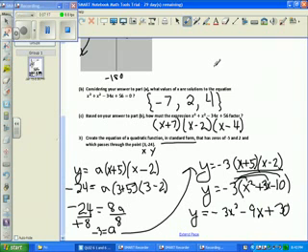So this quiz was worth 10 points, and I hope this was helpful going over this.